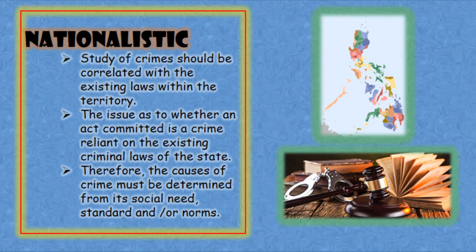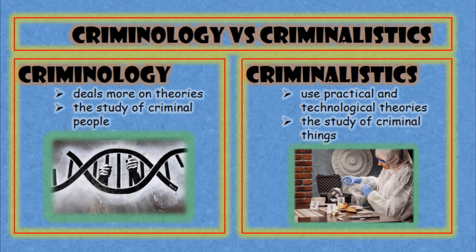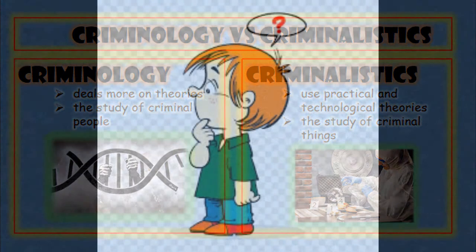First one, applied science. Criminology is a social science, dynamic, and also nationalistic. So now, let us try to compare criminology with criminalistics. So, let us try to have here first the so-called criminology. So, it says their criminology deals more on theories and the study of criminal people. Okay, so yung tinutukoy po diyan na theories is more on crime causation. So, theories on crime causation.